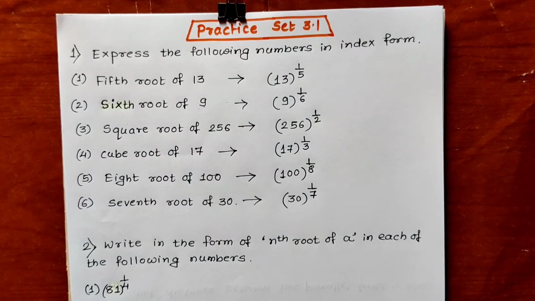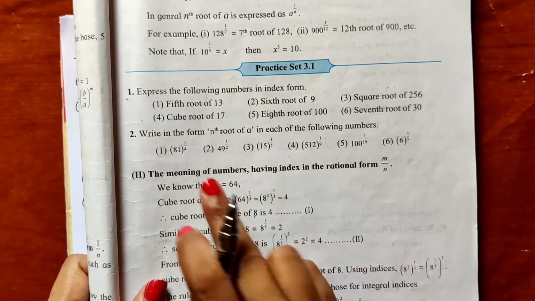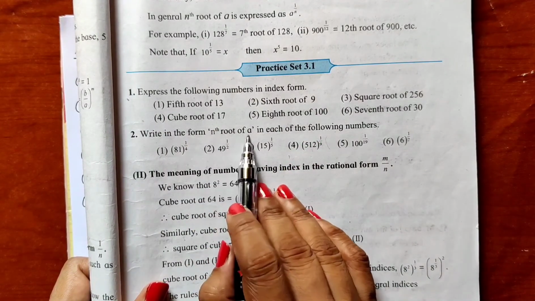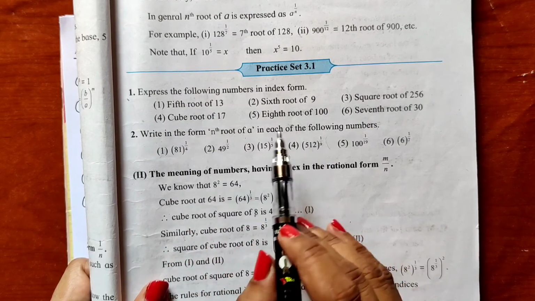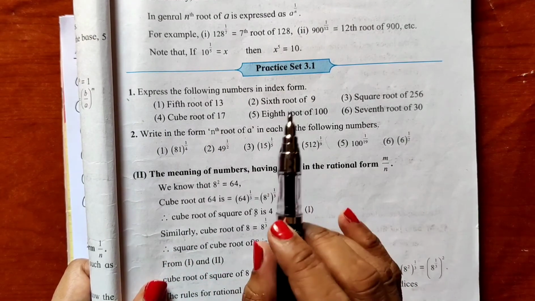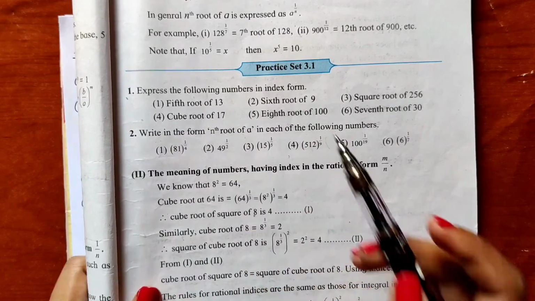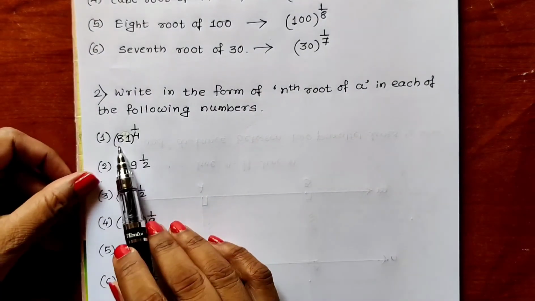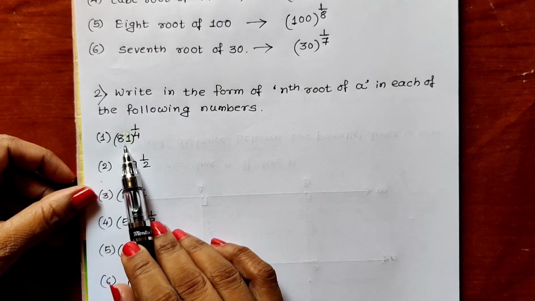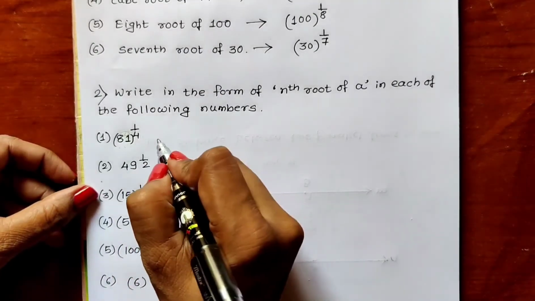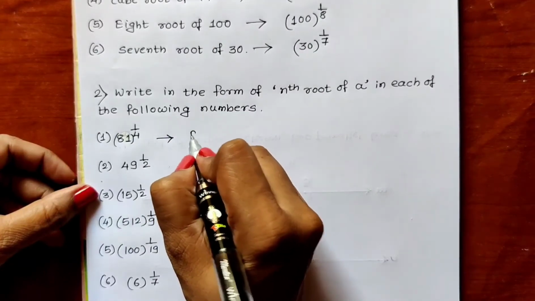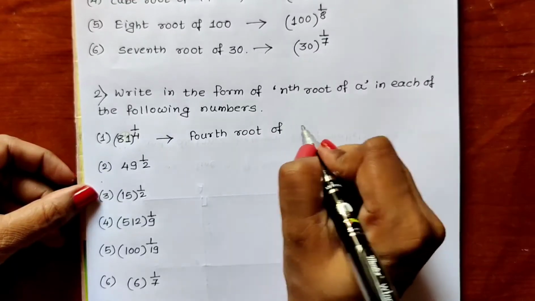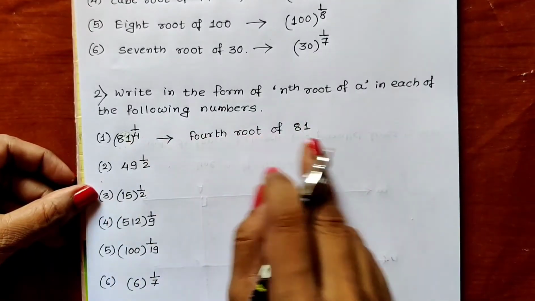Now let us see the second question. The second question is the opposite of the first one. That means we are given the index form and we have to write it in the form of nth root of a. That means we have to find what the root is and what the index is. First it is 81 raised to 1 upon 4. That means 81 is base and index is 1 upon 4. 1 upon 4 means fourth root. Fourth root of what is base? Base is 81. Fourth root of 81.